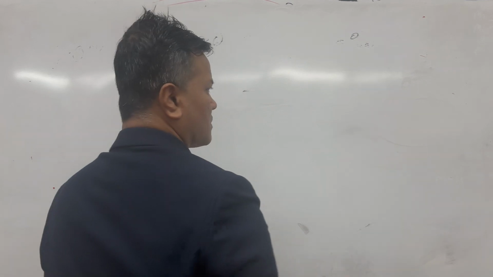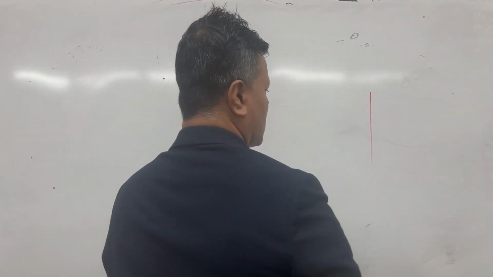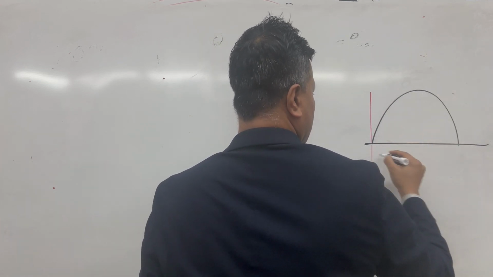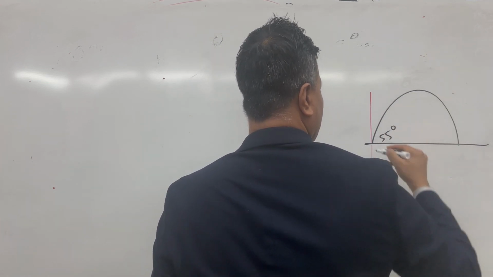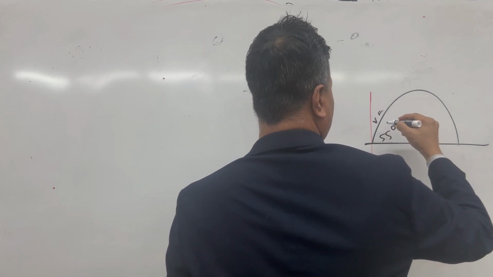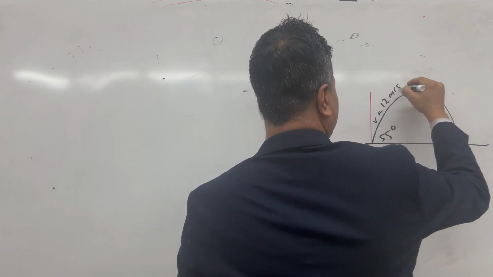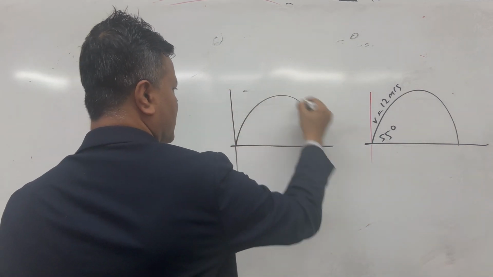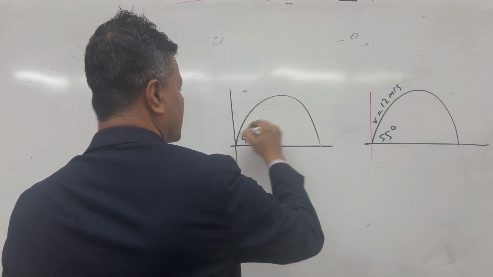So you throw a ball. Okay, so let's throw a ball with a 55-degree angle. This velocity is, let's say, I don't know, 12 meters per second. You throw this one, which is also at a 55-degree angle.